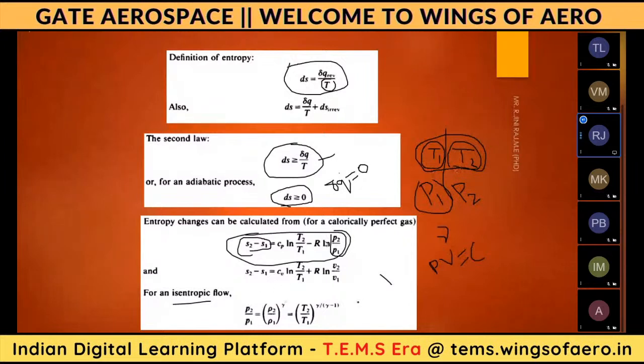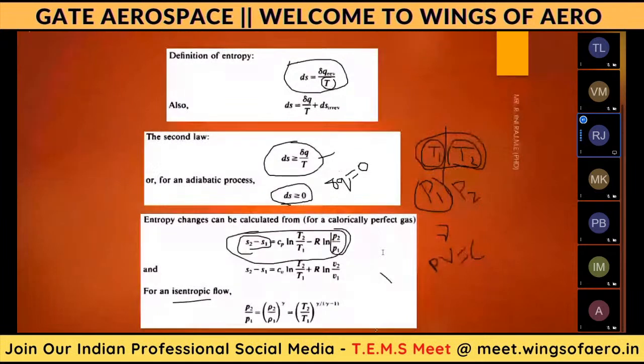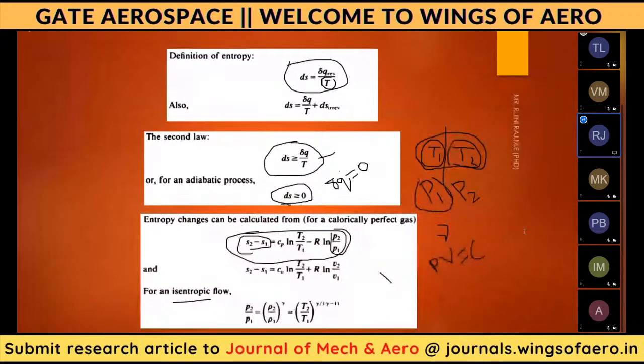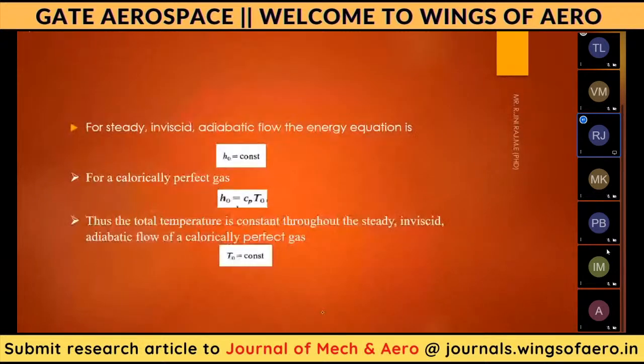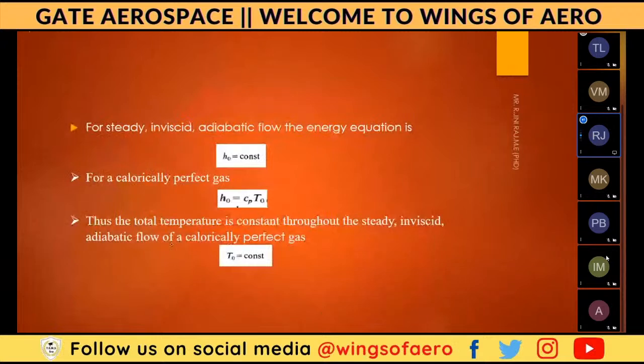So please note these relations. That is P2 by P1 equal to rho 2 by rho 1 power gamma, that is equal to T2 by T1 power gamma by gamma minus 1. So note these things.